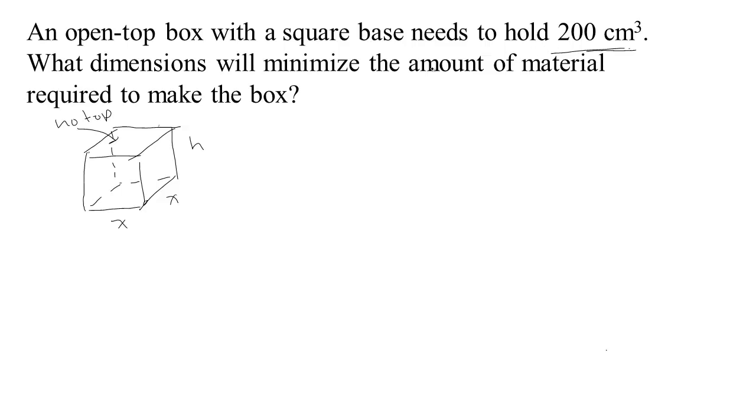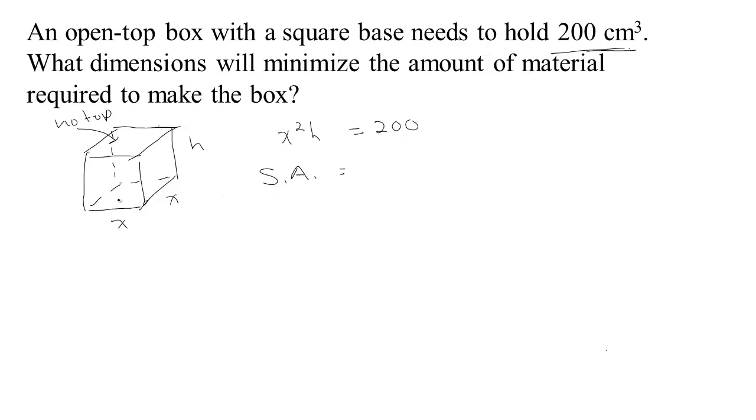Now, if we look at this holding 200 centimeters cubed, that's about the volume, right? And the volume of this box would be x times x times h, or x squared h. That has to turn out to be 200. What we're interested in minimizing, optimizing, is the surface area.